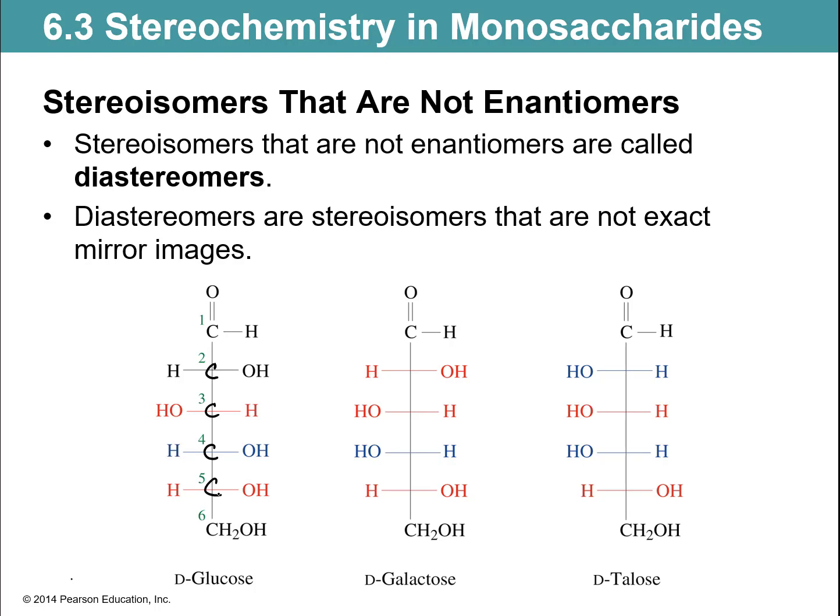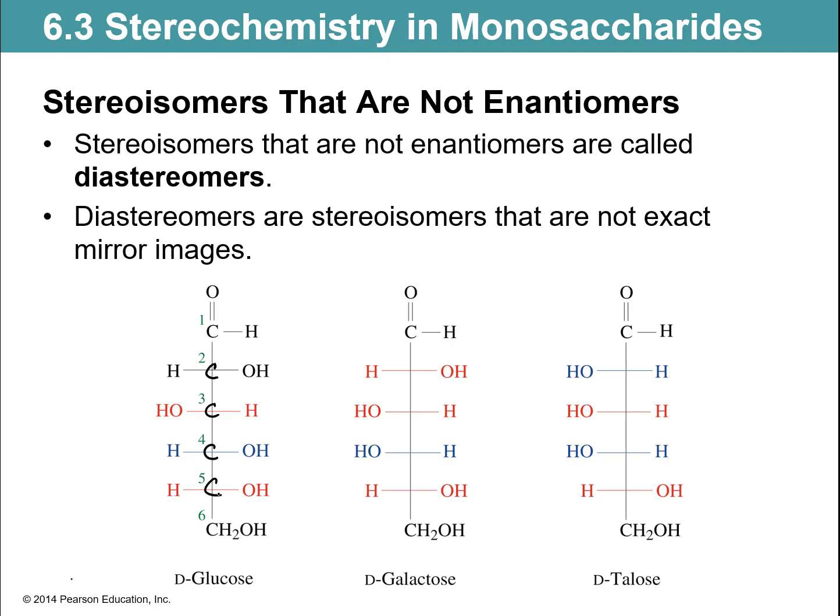Carbon 2 alcohol would be on the right. Carbon 3 would be on the left. 4 and 5 would be on the right. And the top is the double bond oxygen because it's an aldehyde. The bottom would just be CH2OH because it's not chiral. So carbon number 6, you just write it out because it's not chiral, so it doesn't matter.